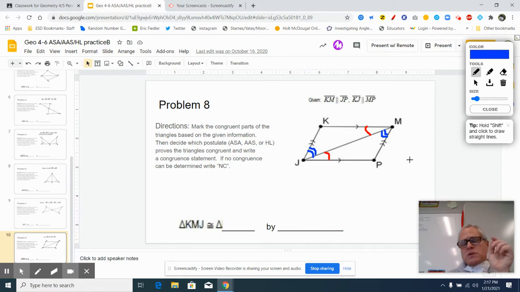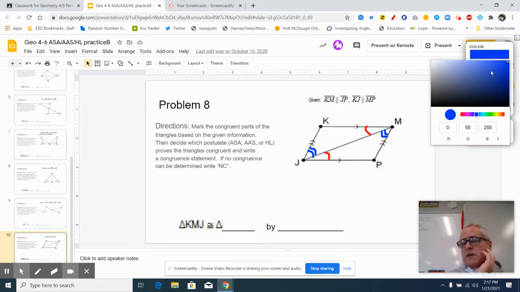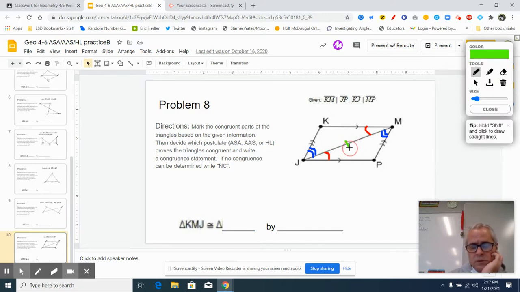Okay, so if lines are parallel, then alternate interior angles are congruent. So that's why I can mark those. And last piece, and you probably have it by now, JM is congruent to JM because it is a side of the triangle on the top and the triangle on the bottom. All right, so now what do we have?